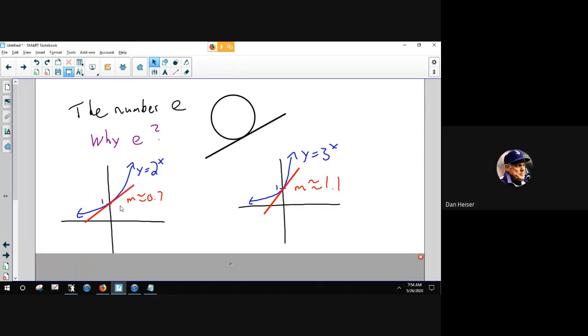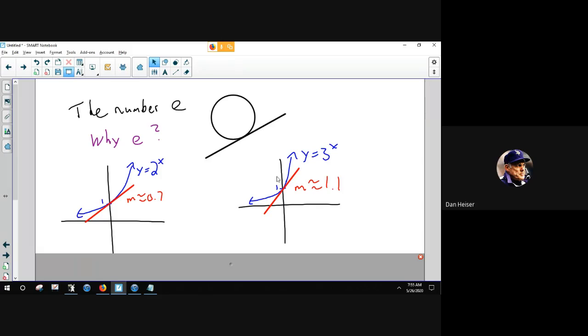I have a tangent line at the point (0, 1). This red line only touches the function at this point. The slope of this tangent line is approximately 0.7.